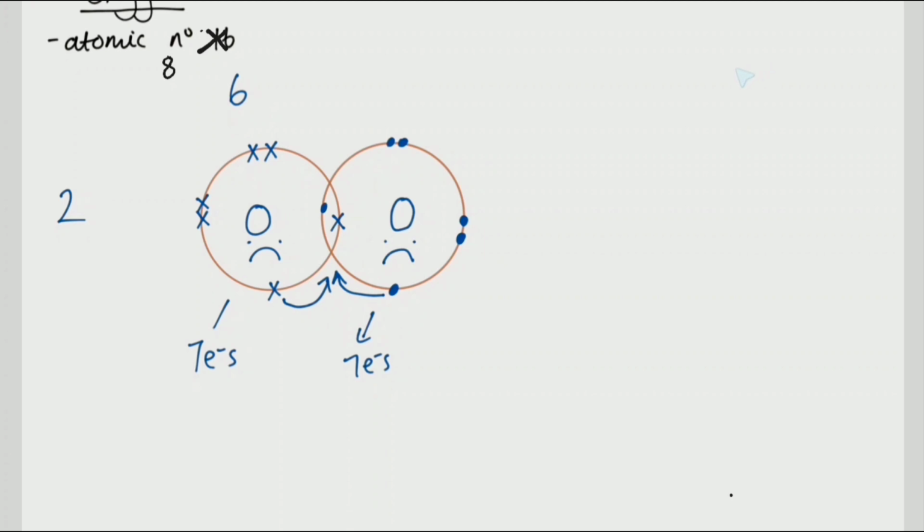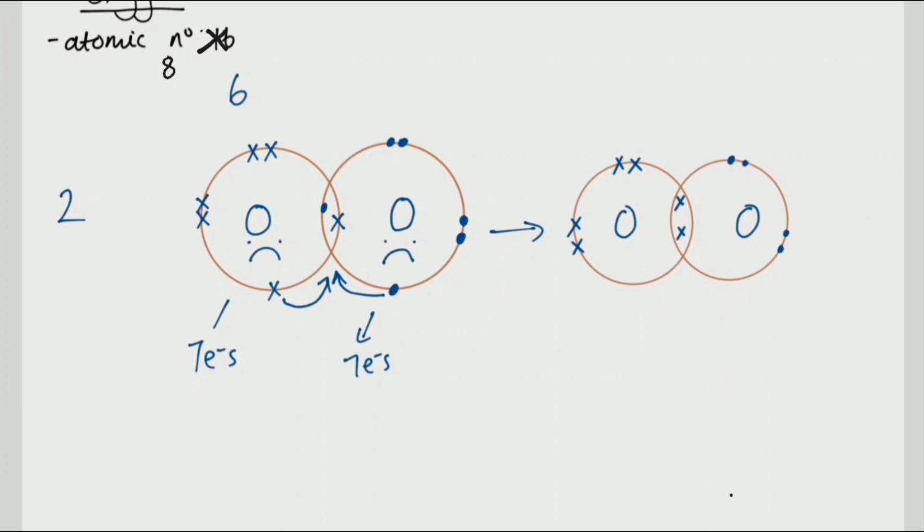So when that happens, we get a new structure which is different to the other one, and the outer energy levels will have to come even closer together. And then we have oxygen. Each oxygen atom will have 2 lone pairs of electrons and 2 electrons in the bond, bonding together. So 2 lone pairs and 2 in the bond.